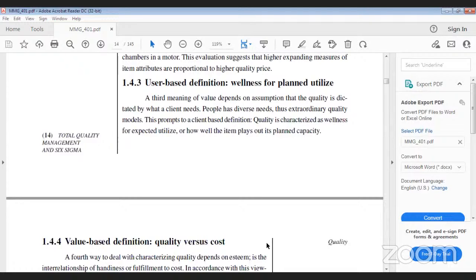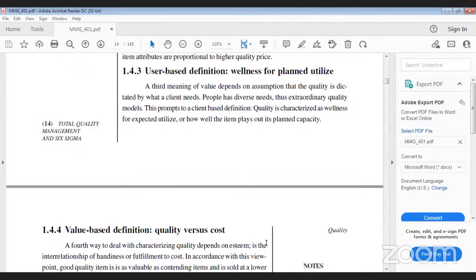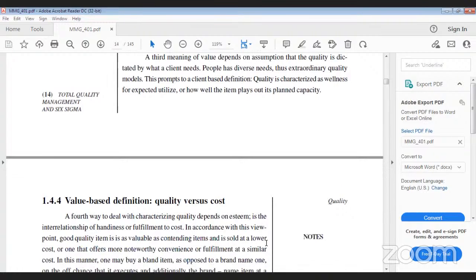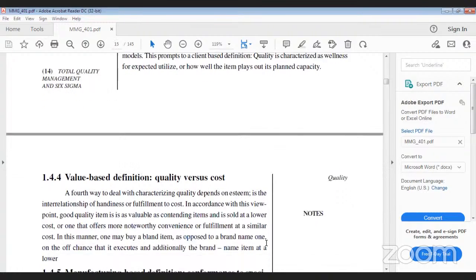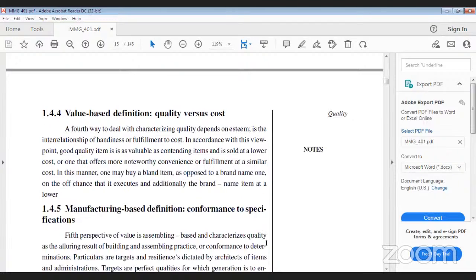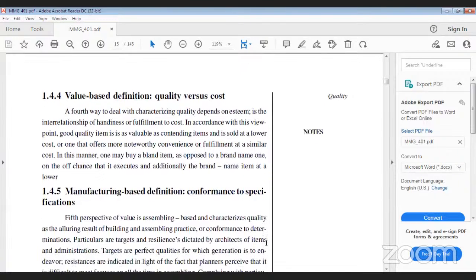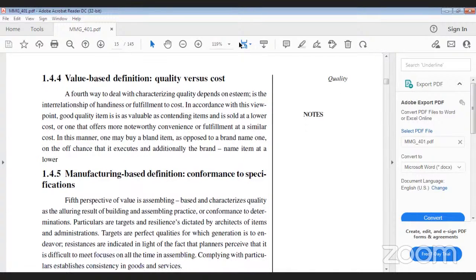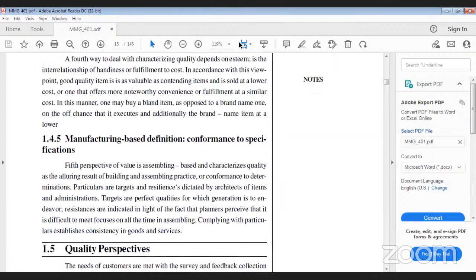Then there is also a value-based definition given here. A fourth way of characterizing quality depends on value, that is, the interrelationship of usefulness or satisfaction to the cost. The next point is the manufacturing-based definition, which is conformance to specifications. In the fifth, the perceptive value of the manufacturing-based definition results in building and assembling the practice also here. Then there is also a point about perceived quality.